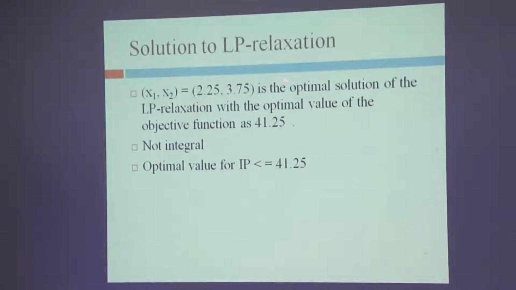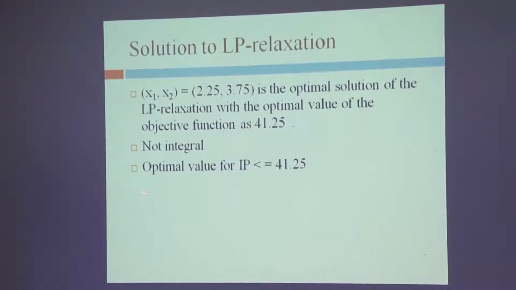That's what it says. It's the optimal solution for the LP relaxation with the optimal value as 41.25, which is not integral. So all that you can get out of it is that the optimal value for your integer problem should be less than or equal to 41.25. It can't be more than that. That is the upper bound.